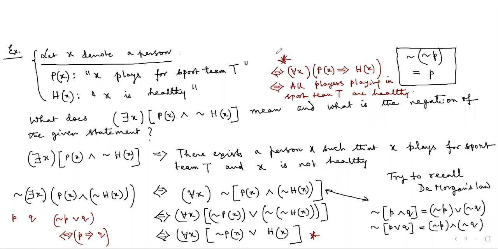Now I'm going to show you another example. Suppose I'm writing that for all x greater than 0 implies there exists y such that xy is equal to 1. And I'm asking you to justify whether it is true or false.